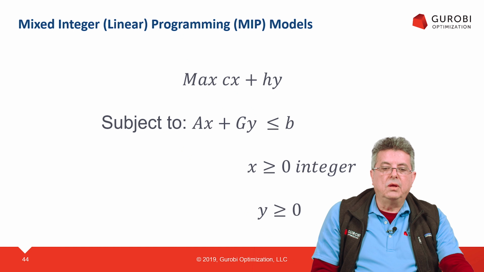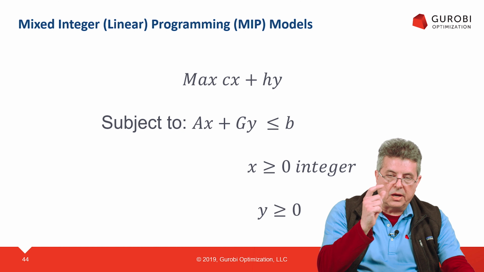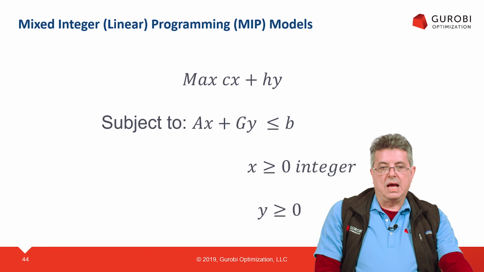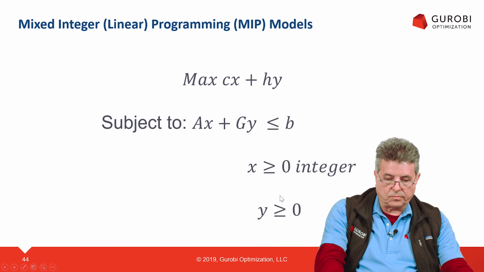And at the other extreme, it is possible that we don't have continuous variables, and we just have integer variables. So in this particular case, our objective will be to maximize cx, and the constraints are going to be defined by Ax less than or equal to b, and x being non-negative and integer. So that's a pure integer programming problem. And the general case is when you have both integer variables and continuous variables.